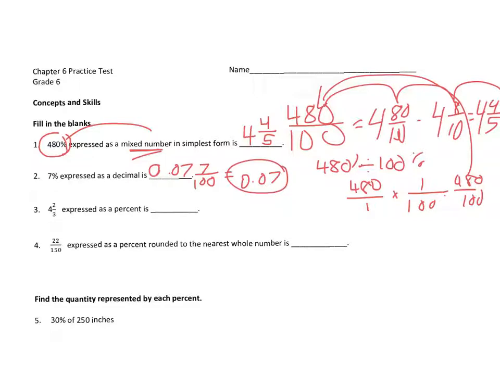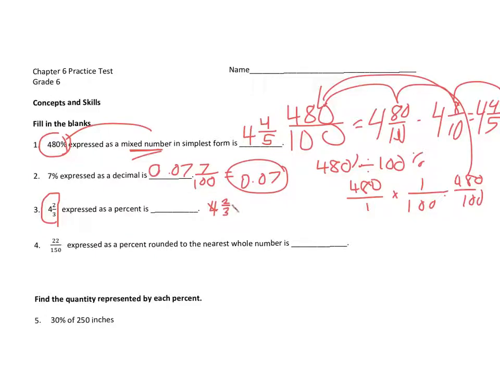This is not very friendly when it comes to 100. They want me to make this into a percent. Well, if the denominator was like 10 or 20 or 25 or 50, those would all be great, but this 3 is not so great. So what I'm going to do is, anytime I want to make something into a percent, I multiply it by 100%. So I'm going to take 4 and 2/3.